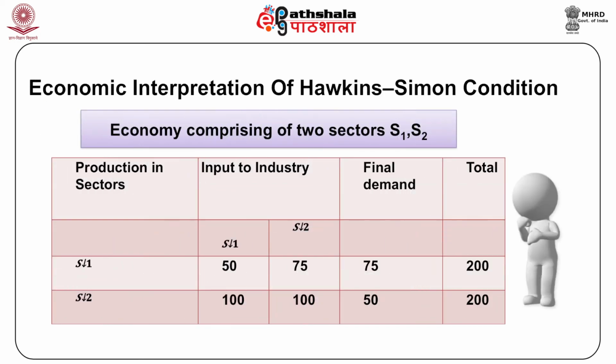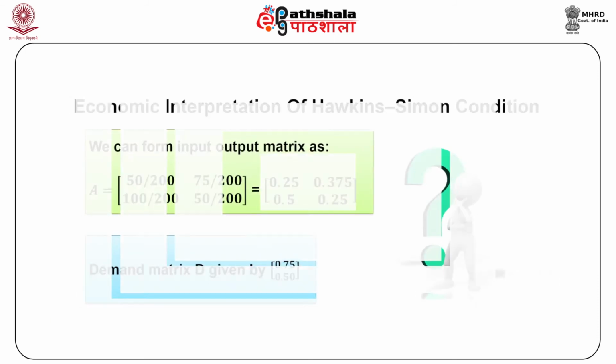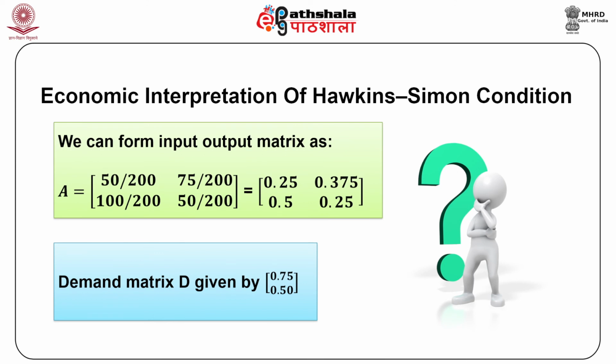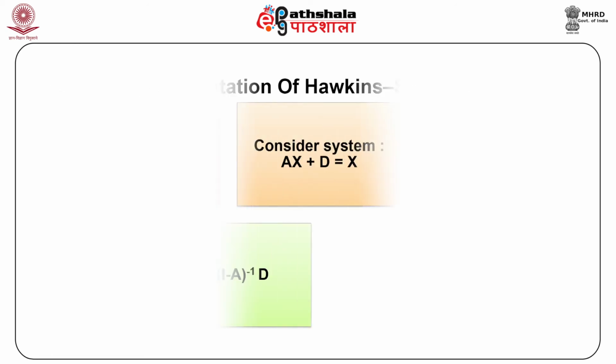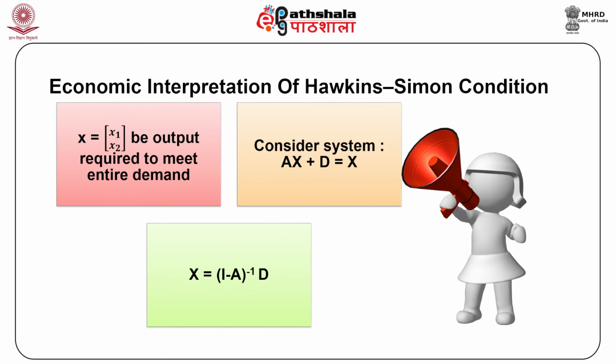Consider an economy comprising two sectors S1, S2, whose input-output table is given by the following. Now from the previous table we can form the input-output matrix as A equal to [50/200, 75/200; 100/200, 50/200], which is equal to [0.25, 0.375; 0.5, 0.25]. The demand matrix D is given by [0.75; 0.50]. Let x equal to [x1; x2] be the output required to meet the entire demand. Consider the system Ax + D equal to x, or x is equal to (I − A)^-1 D.